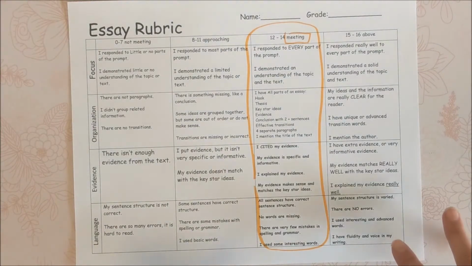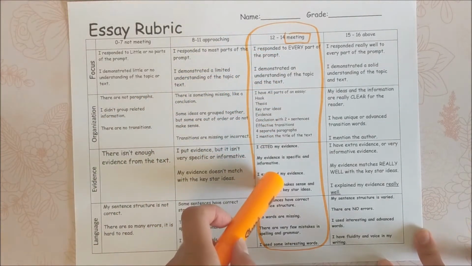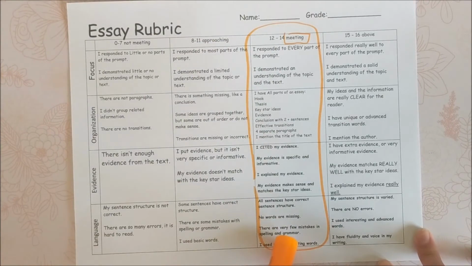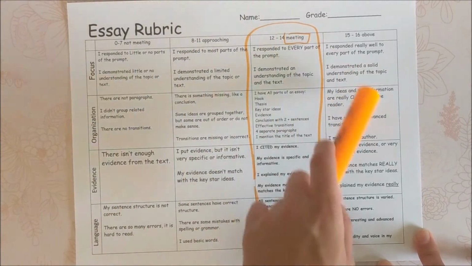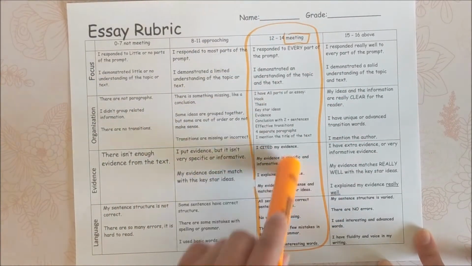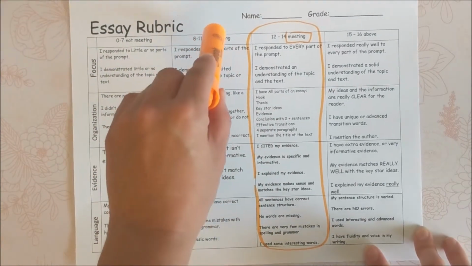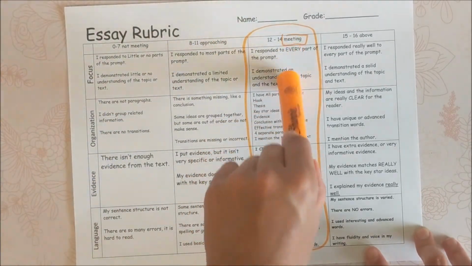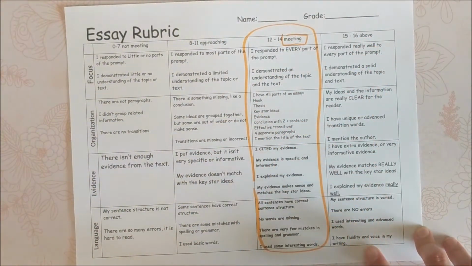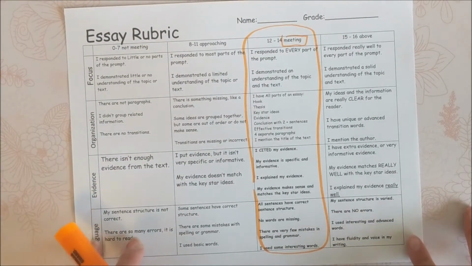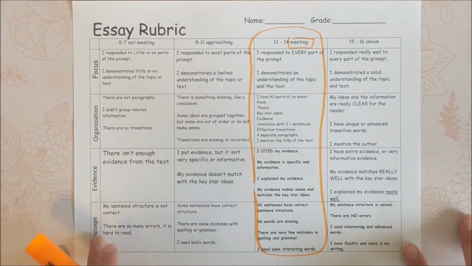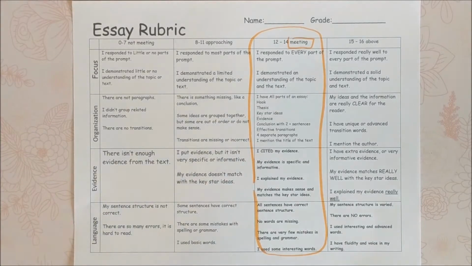When you're reading an essay, you want to check and see what things you did, and if you did them, you highlight it. Then at the end, you look to see where we've highlighted, whether a lot in this column, or a lot in this column, or a lot in this column. And then we add up the points, and I'll show you the points at the very end.